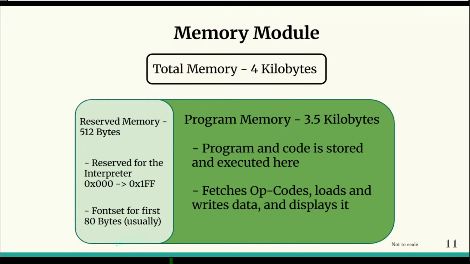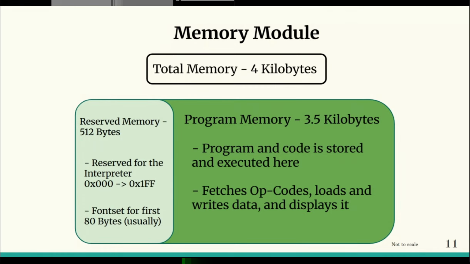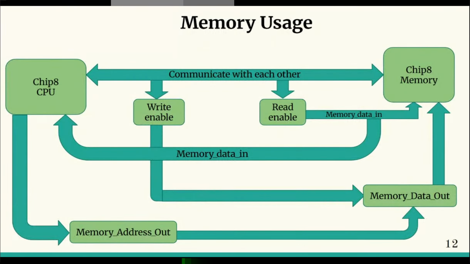The program memory is where the actual magic happens. This is where our program code is stored. This is where it's executed. The fetching of opcodes, the loading and writing of data, the displaying of data, all that happens in the program memory. Now let's talk about how we use the memory in the system.